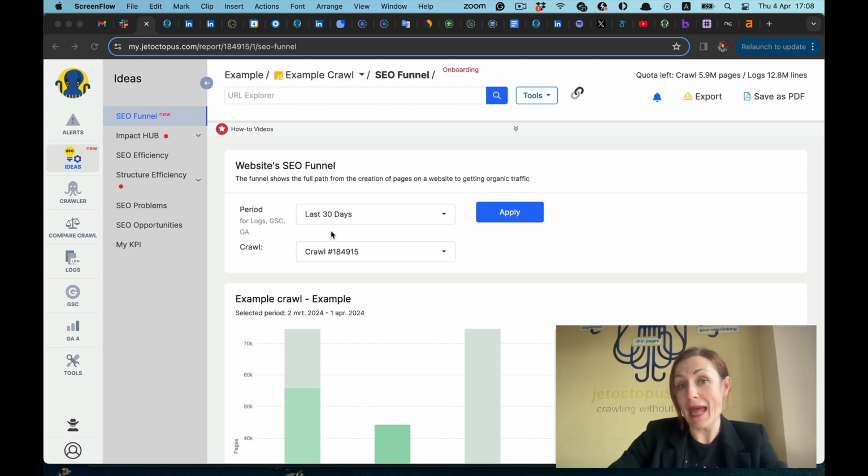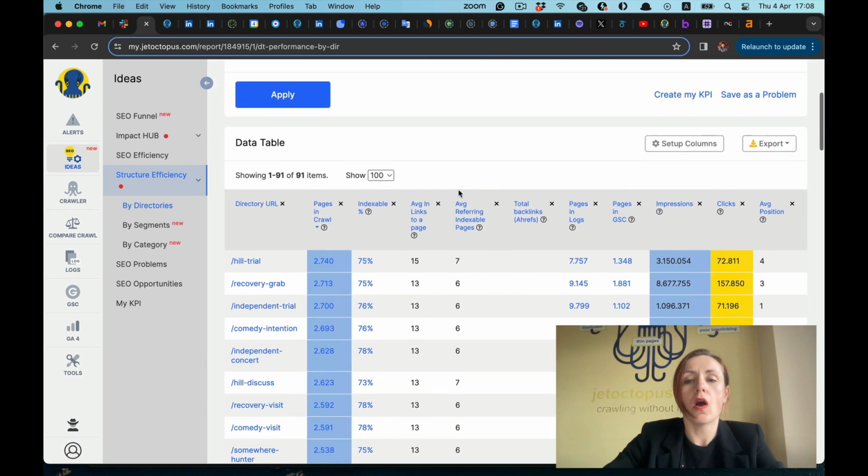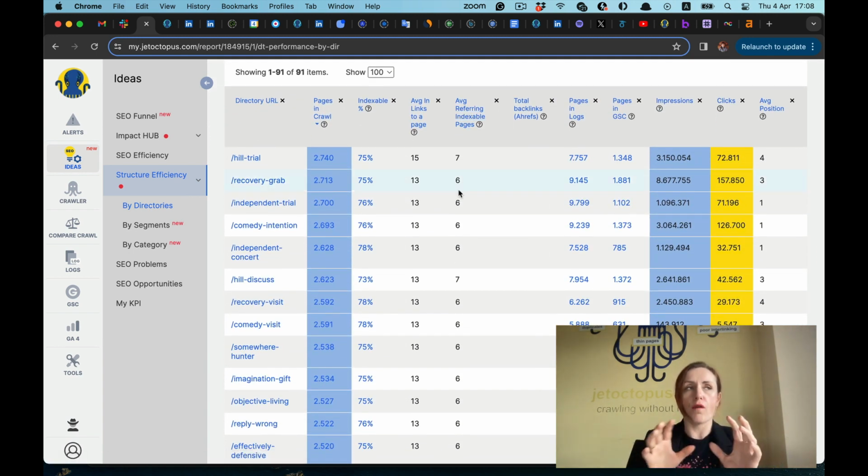So let's have a look at what we have. Site structure efficiency by directories, by segments, by categories. You remember that we are always fans of visualizing Googlebot behavior on your website. And we are also fans of merging the data in one place, giving you the full picture preset, which saves you a lot of time. And today, I'm very happy to introduce the tools: site structure efficiency by directories, by segments, by categories.